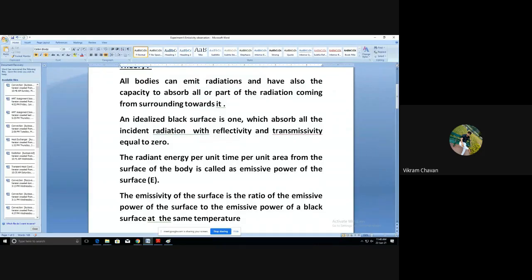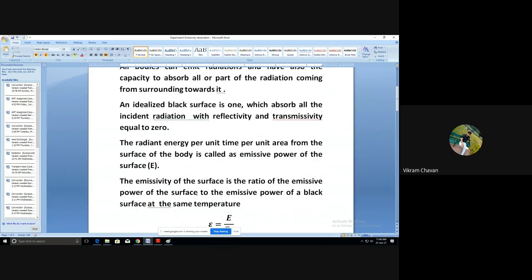Then we can calculate the emissivity of a gray body. So how to calculate the emissivity of a gray body? The emissivity of the surface is the ratio of the emissive power of the surface to the emissive power of a black surface at the same temperature. So let us understand the meaning of this particular sentence.